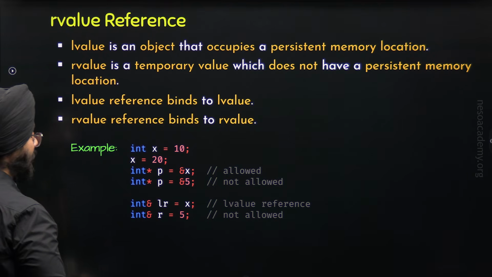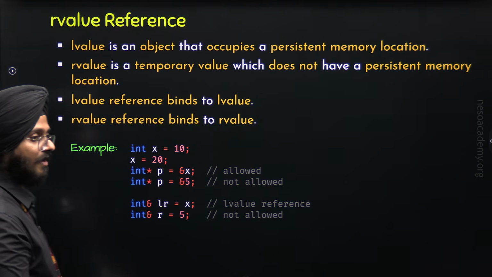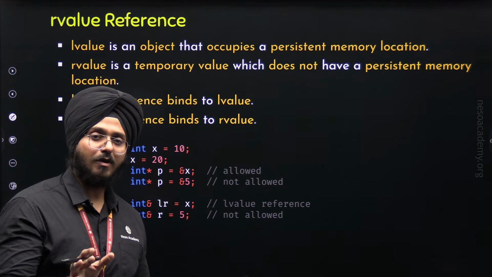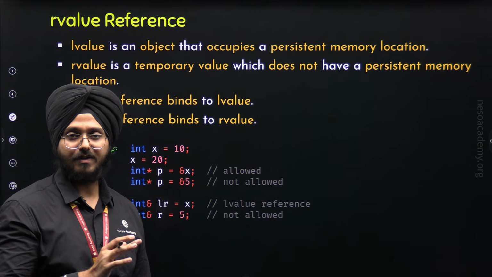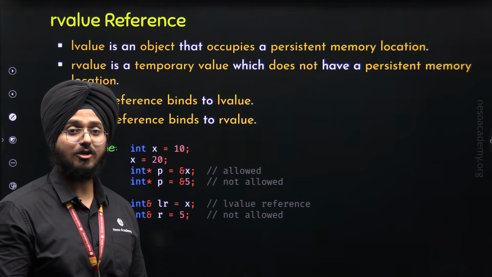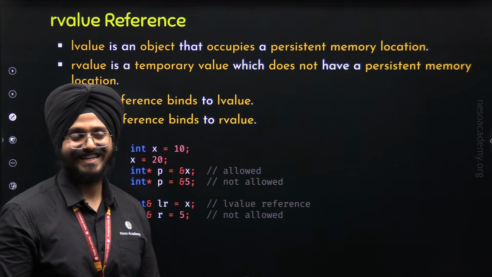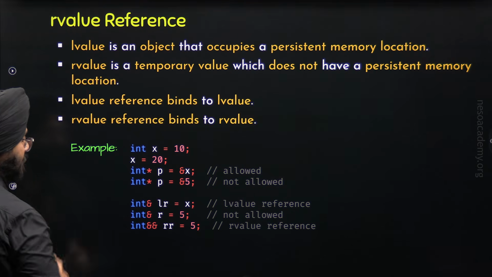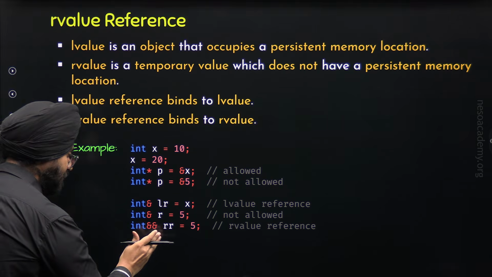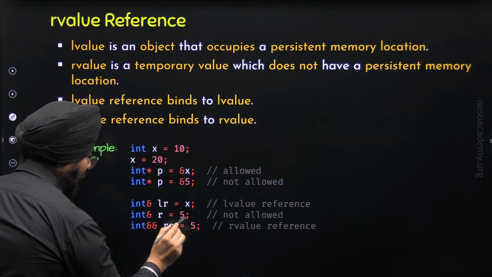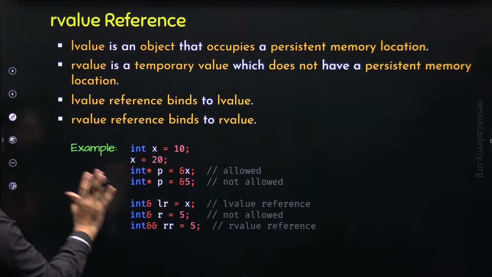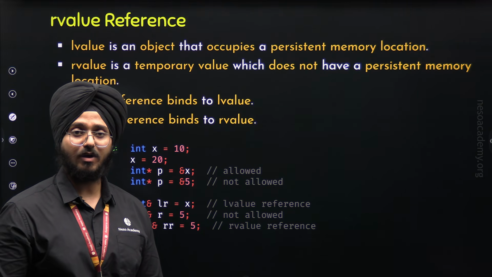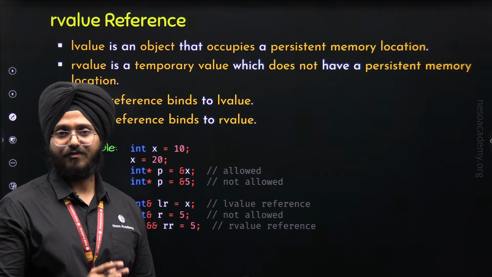Now what if we want to create a reference for this value 5? That is how we can create a reference to an rvalue. For this purpose, we need to define an rvalue reference, and this can be done by using two ampersand symbols. Here we need two ampersand symbols in order to define an rvalue reference. Now this is the reference to value 5. This is perfectly valid. So with this, we have properly understood the difference between lvalue reference and rvalue reference.